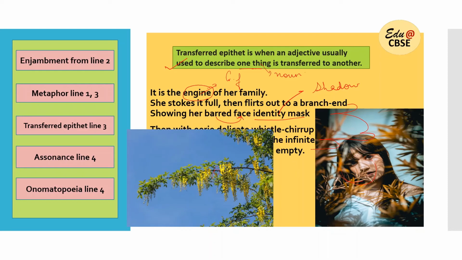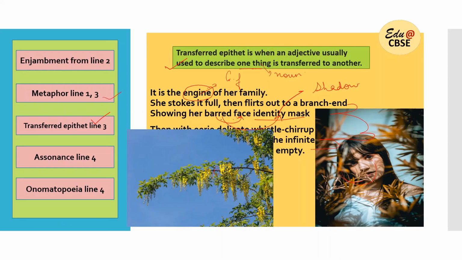Here you can see the shadow in the form of bars on the face. So the word barred is actually referring to the identity mask, but it is transferred from identity mask to face. That is why it is a transferred epithet. I hope that it is clear. So in line 3, the transferred epithet is barred, because it is actually meant for the identity mask, but it is transferred to the face. So metaphor we've done and transferred epithet we've done.